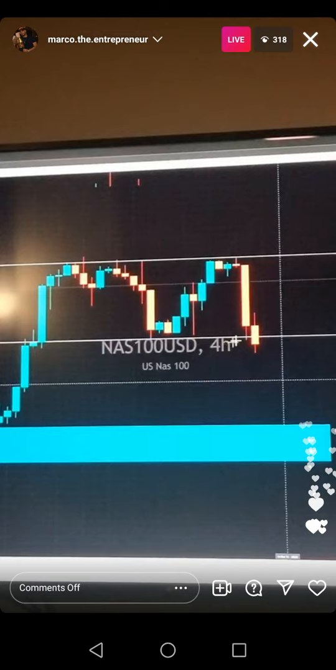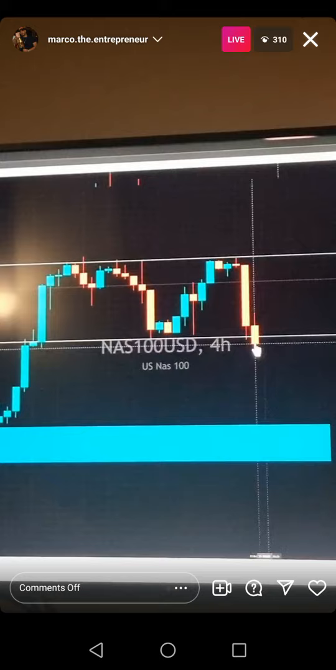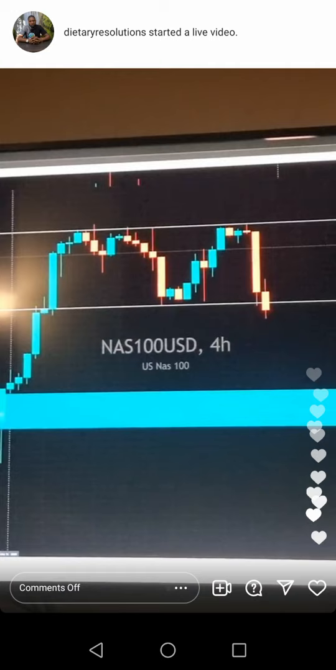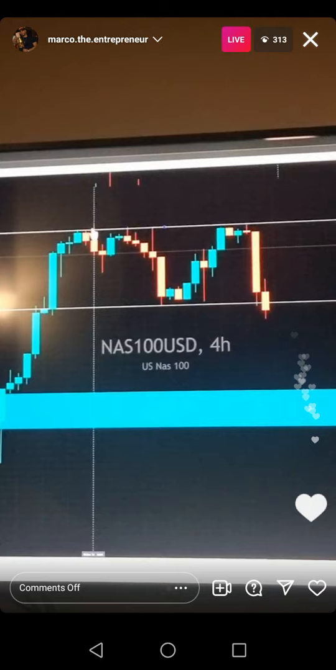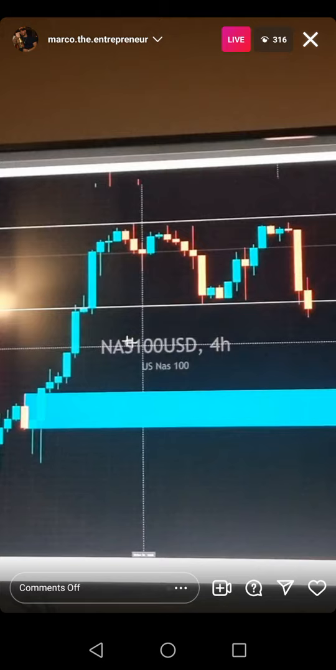But now my destination is here. This is my destination, guys. Where am I? I'm selling. I'm here. I am selling to this level. We mitigate this order block. Why? Because it was this order block that created this high. It was this order block that created the equal highs.